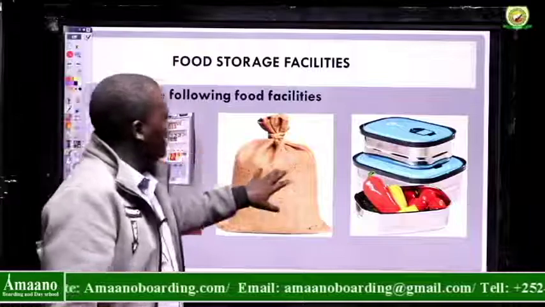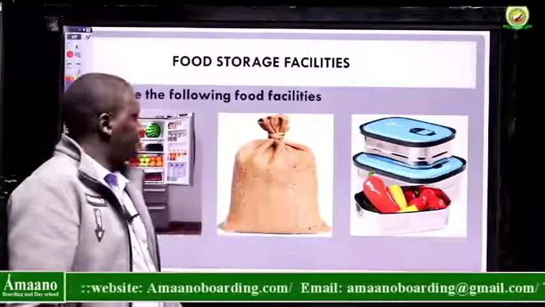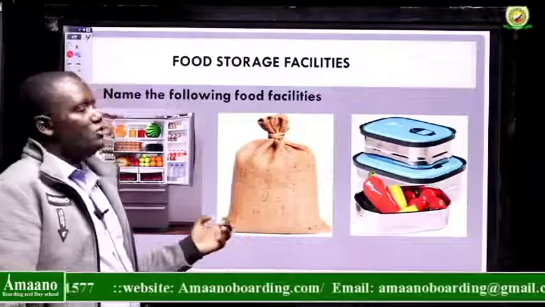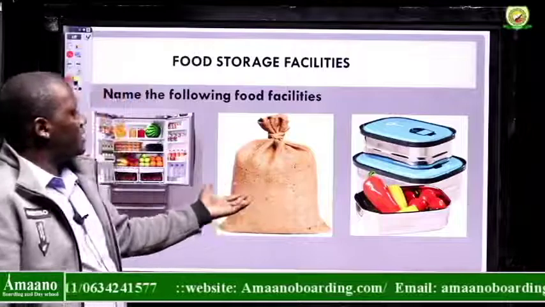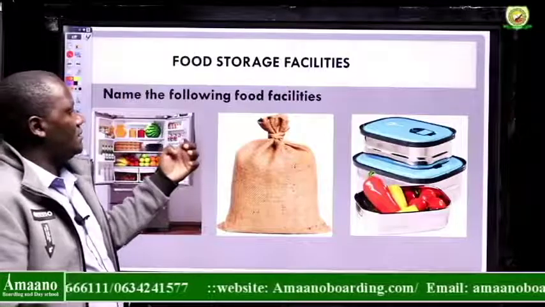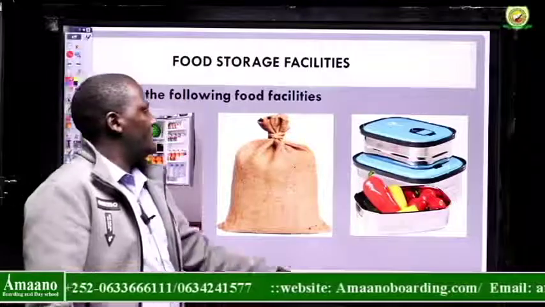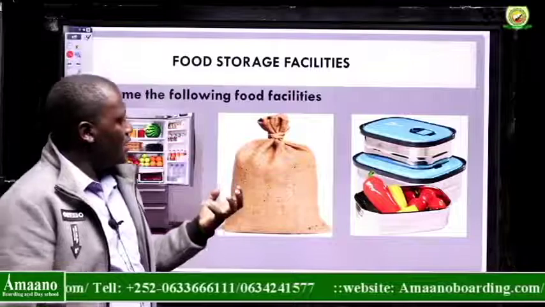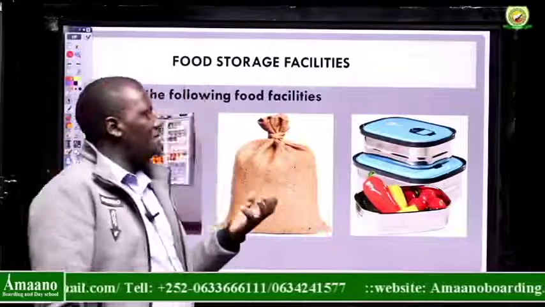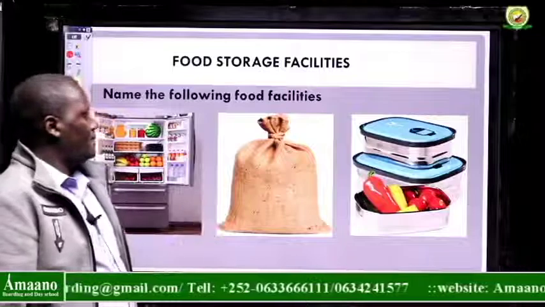We have the second picture. This one is called a sack. A sack is used to store cereals, for example, rice. Maybe this sack was carrying rice. We go to the third picture. We call it the food container. These are the small containers that we use to carry snacks to school or to our workplaces.